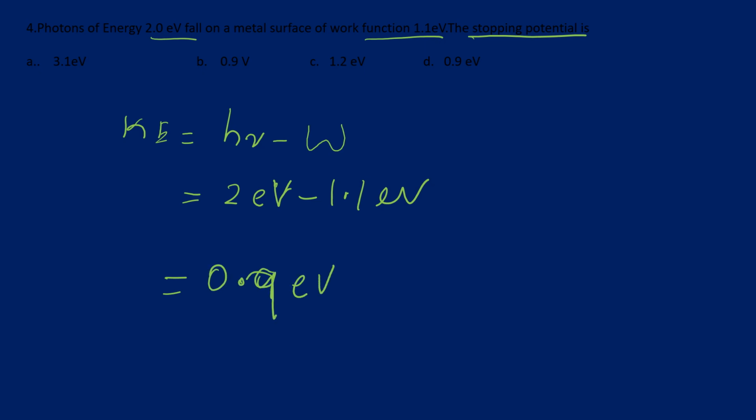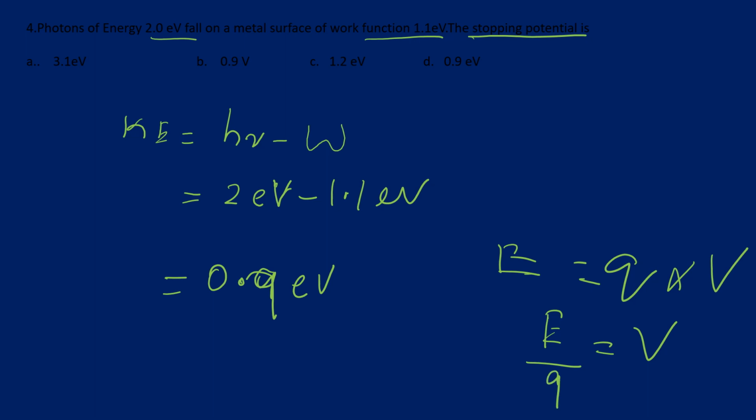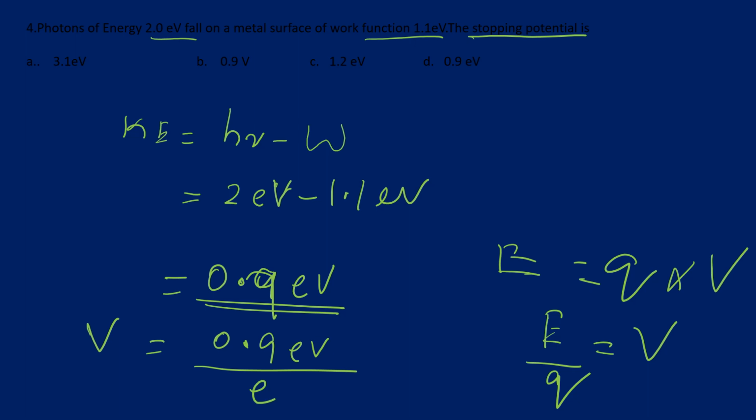We also know that energy is charge into potential. So potential is energy divided by charge. Here we have to find the potential. So it is energy 0.9 electron volt divided by the charge, that is that of the electron. So you will get 0.9 volt. So the correct option is option B, 0.9 volt.